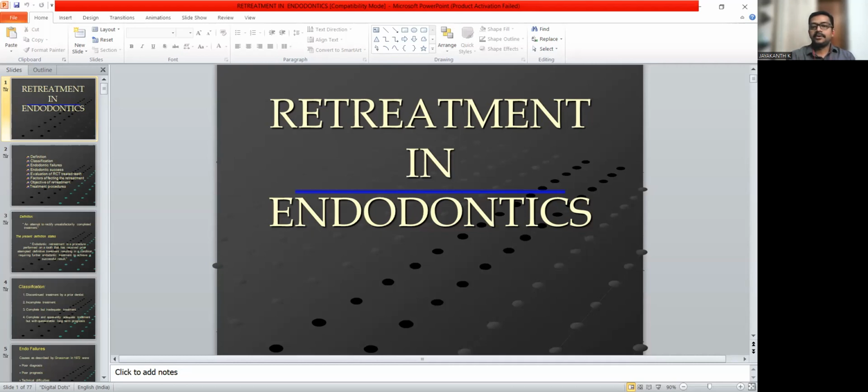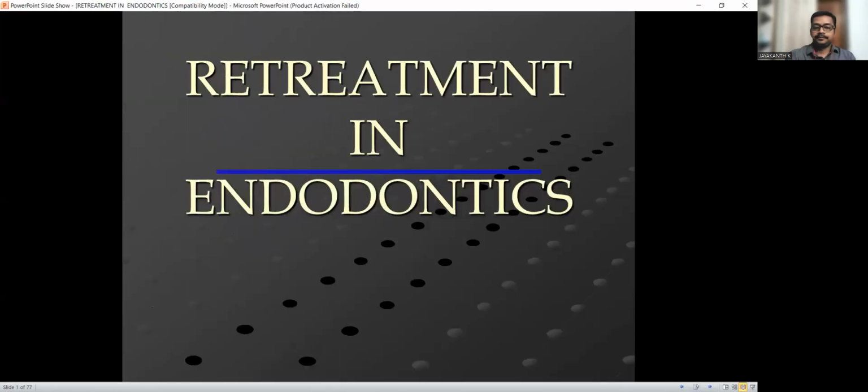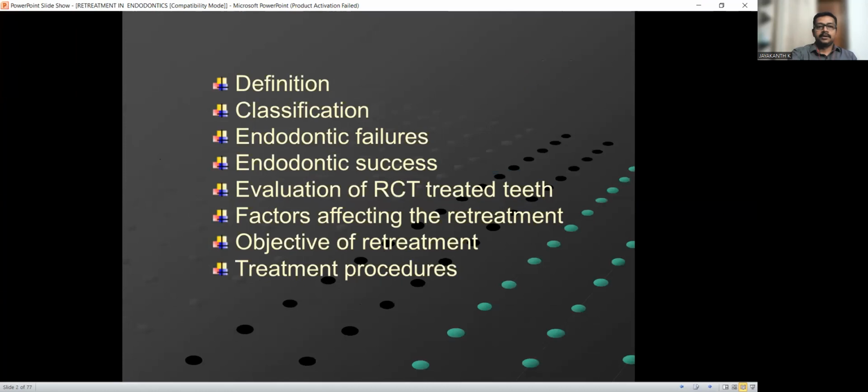Today's class is about retreatment in endodontics. So these are the points we are going to discuss today: definition, classification, endodontic failures, endodontic success, evaluation of root canal treated teeth, factors affecting the retreatment, objective of retreatment, treatment procedures.